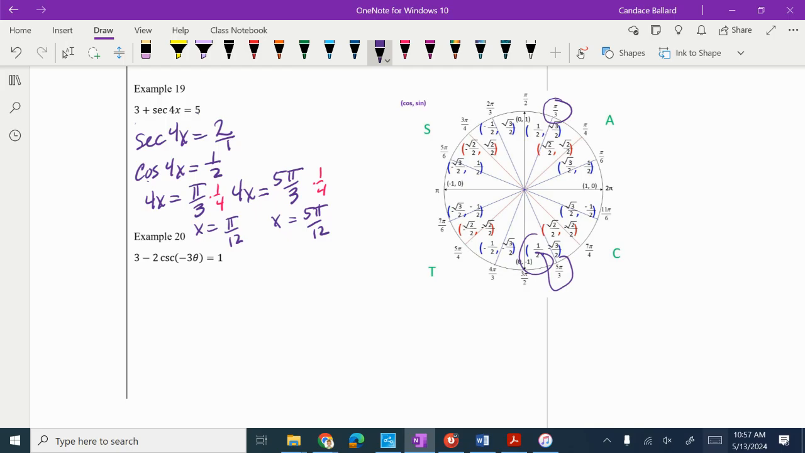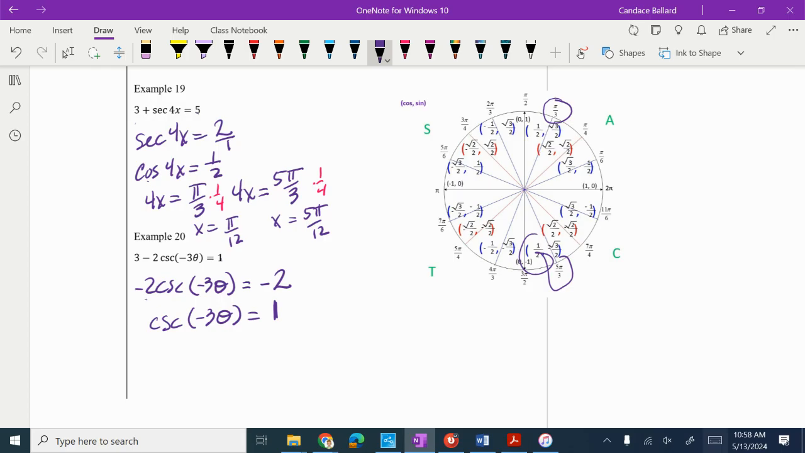Okay, let's see what we got. So what am I going to move first on this one? 3. How do I move the 3? Subtract it. So what's 1 minus 3? -2. Good. And then how do I move the -2 that's in front? Divide. Good. So it's -2 divided by -2. 1. Good.